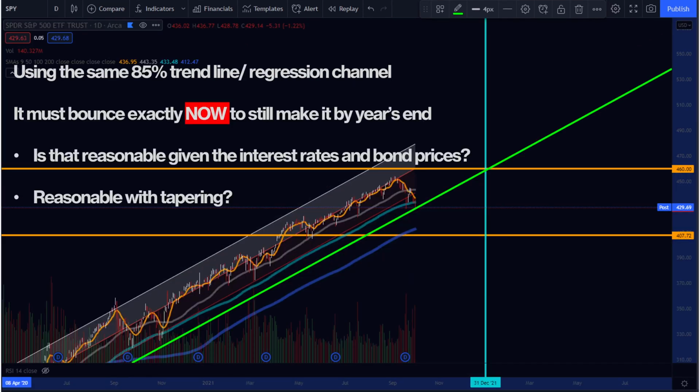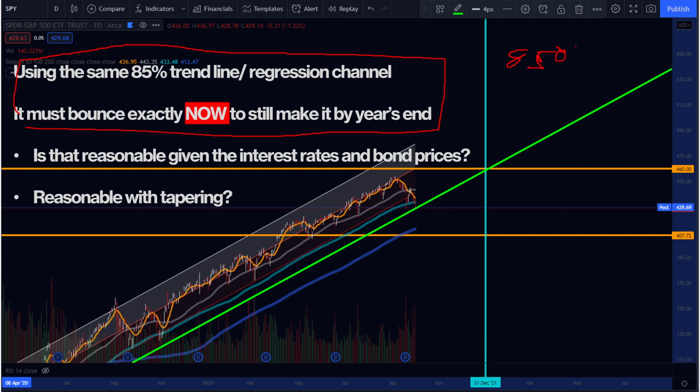Using the same 85% trend line or regression channel, it must bounce exactly now. See this green line? This green line is that 85% line, representing a year-over-year annual growth rate of 85%. All I did was take it from this middle line and pull it down to where we're at right now, which is 429. And if it holds, by December 21st, right here on this line, it will get to 460.